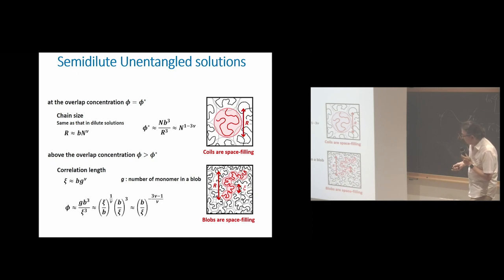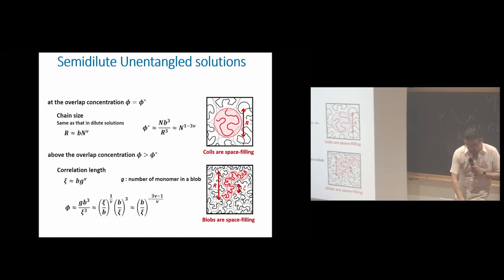It is important that the blobs are also space-filling, so that the concentration of polymer should be the same as the volume of monomers in one blob. So ξ cubed is the volume of a blob, and this is the volume of a monomer, and g is the number of monomers in a blob.